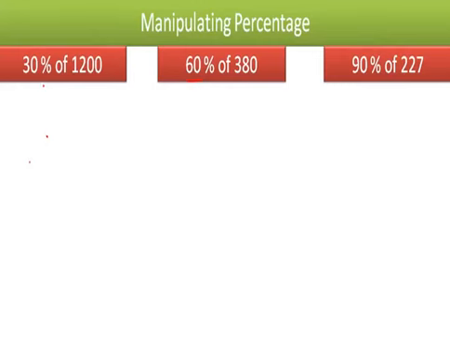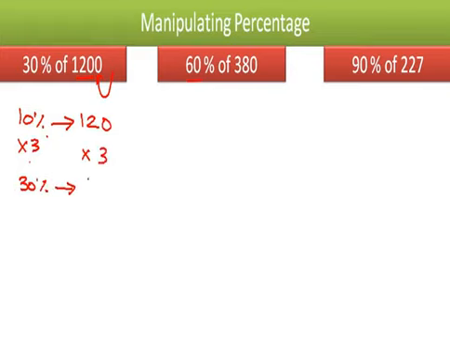Now let's apply the percentage trick to a few of the examples. So 30% of 1200. What is 10% of 1200? You shift the decimal point one place to the left, so it is 120. Now, how to get 30% from 10%? We can just times it with 3. So, what is 30% of 1200? 120 times 3, which is 360.